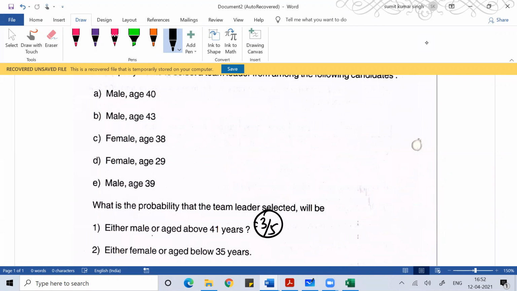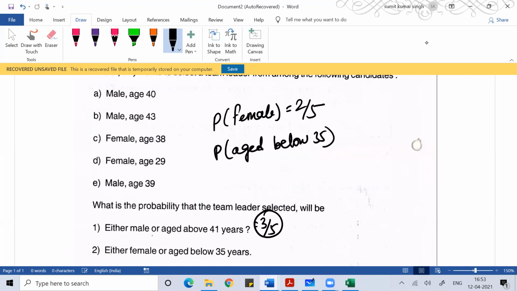If you see here, either female. Probability that you have a female. How many female is there? 2 by 5. Or aged below 35. How many are aged below 35? Only one is there whose age is below 35. And that is female one. So 1 by 5. Again the same scenario.